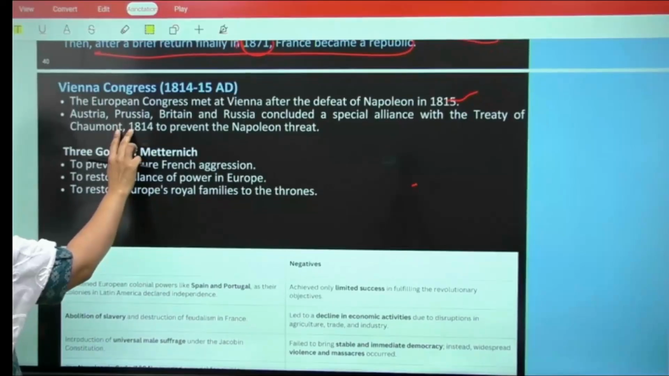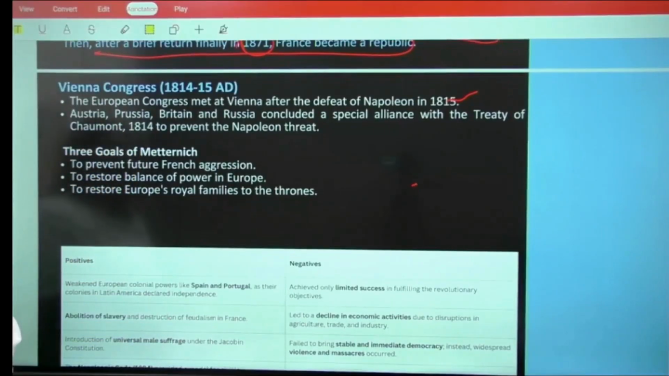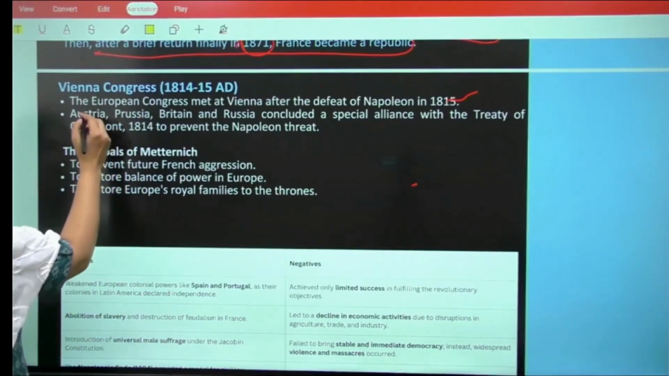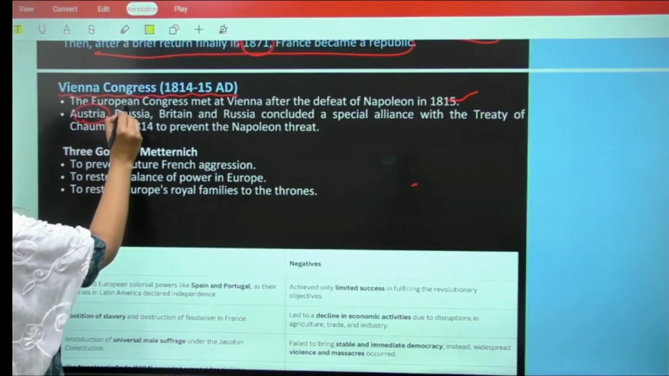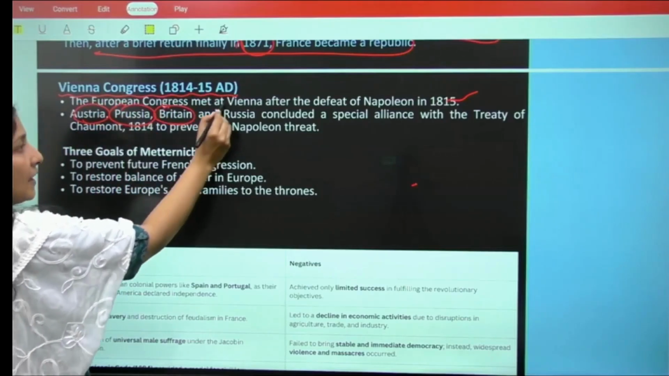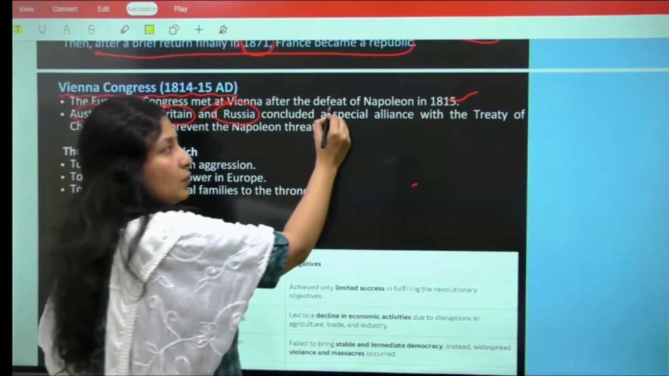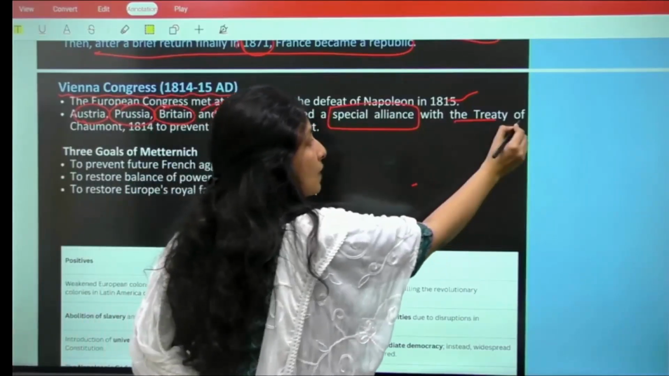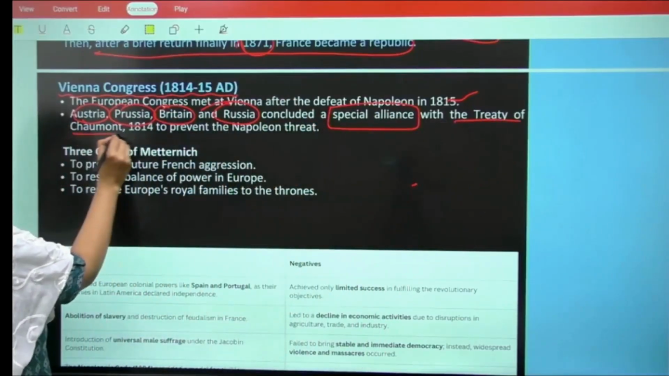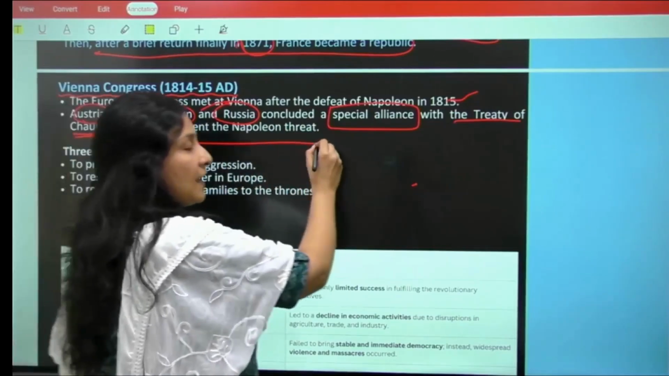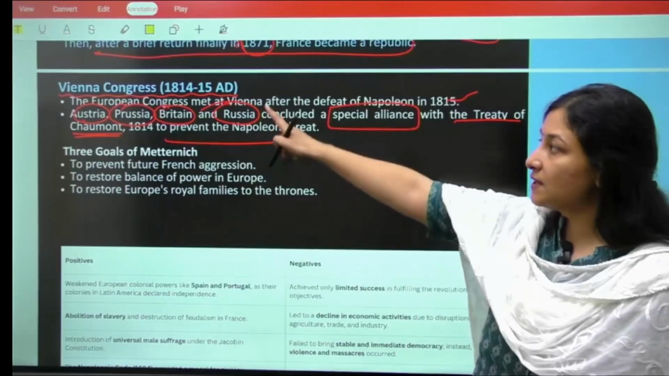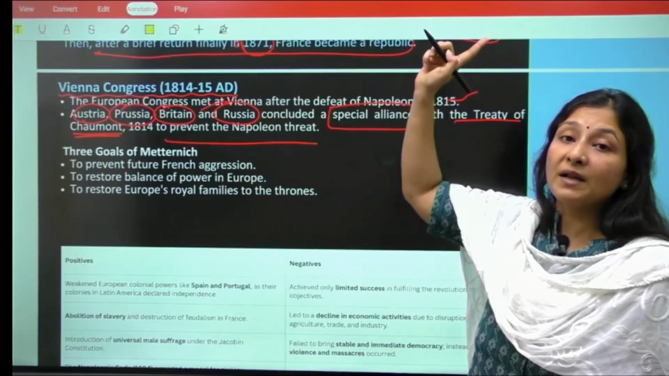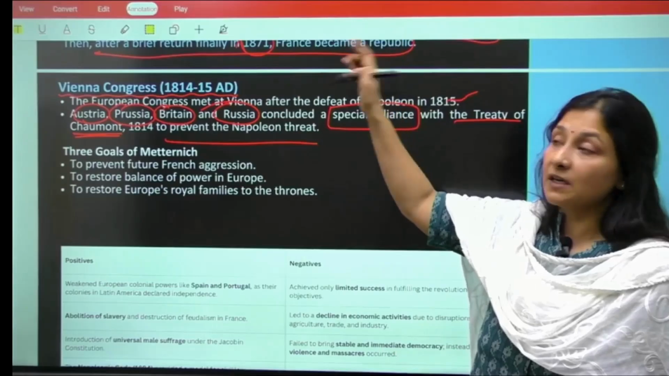Now, what happened here in the Vienna Congress, right? It was Austria, Prussia, Britain, and France which concluded a special alliance with the Treaty of Chaumont to prevent the Napoleonic threat. It was in 1815. The Battle of Waterloo again was in 1815.